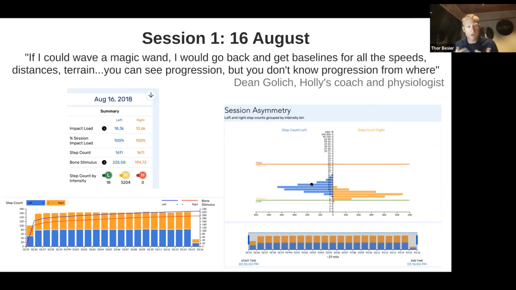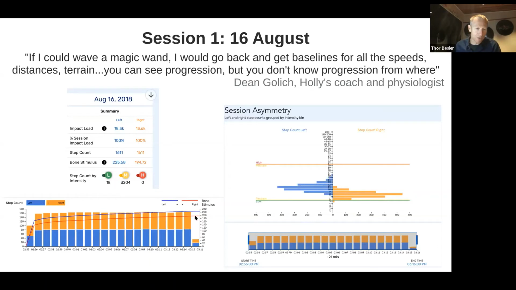And of course, this is the great thing that you can do now. You can wear these sensors over an entire session, and you can gather this information. And that's what many of you in the audience are maybe doing right now. And here you can see in this first session, straight away you can see symmetry changes as you would expect. So Holly has a fracture in her right foot, so you can see the impact loads that she's experiencing on her right foot are far less than on the left foot.